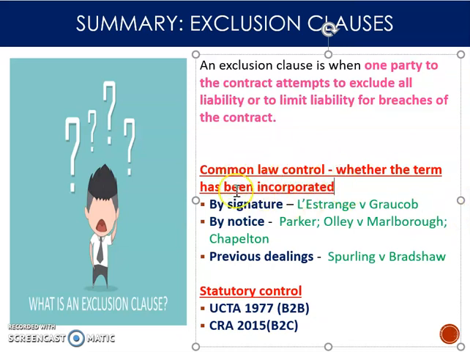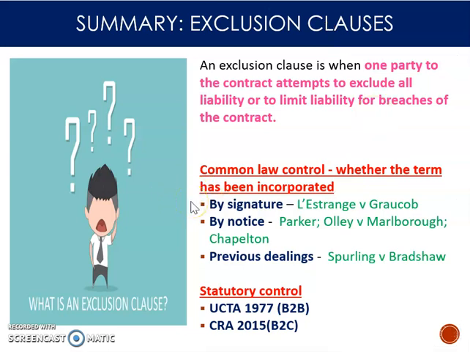Okay, so that was your clue as to the relevant law to be applying. When we looked at the Jonny and Deeper scenario, it said advise him whether it's been incorporated. So firstly, we check, has that term even been incorporated into the contract at all? And it can be incorporated in a number of ways: by signature, by notice, and by previous dealings. And the general rule is, if you sign a document, even if you don't read it, even if you don't understand it, generally you are bound by those terms.